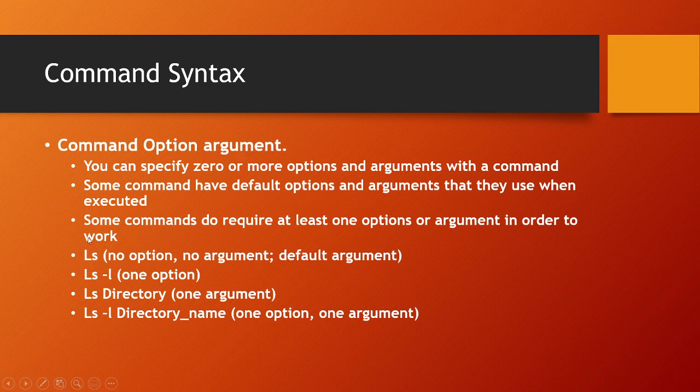For example, whenever I enter the command ls, there is no option and no argument, so the default argument is used. ls -l is one option. ls directory name is one argument we are providing. ls -l space directory name is one option and one argument. ls is the command, hyphen l is the option, and directory name is the argument. So this is the syntax structure.